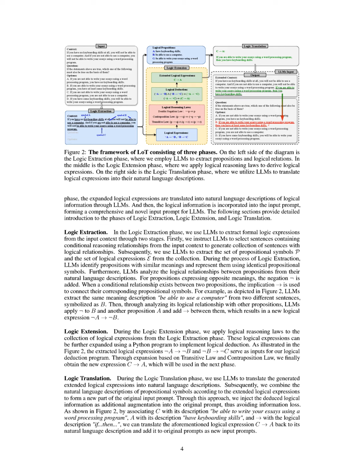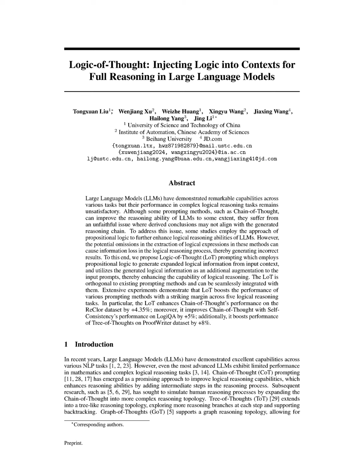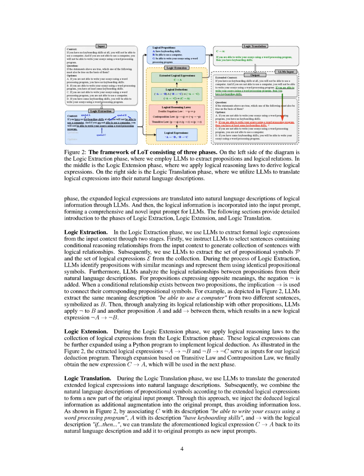To illustrate the logic of thought, LOT method, consider an input context where we have the statements: if you have keyboarding skills, then you can write your essays using a word processing program, and you do not have keyboarding skills. 1. Logic extraction. In this phase, the LOT method uses LLMs to identify and extract logical relationships from the input context. Here, it recognizes the conditional relationship and extracts the propositions: A, you have keyboarding skills, and C, you can write your essays using a word processing program. The logical expression formed is ¬A → ¬C, indicating that the absence of A leads to the absence of C.